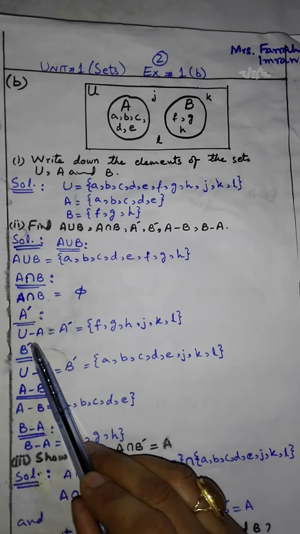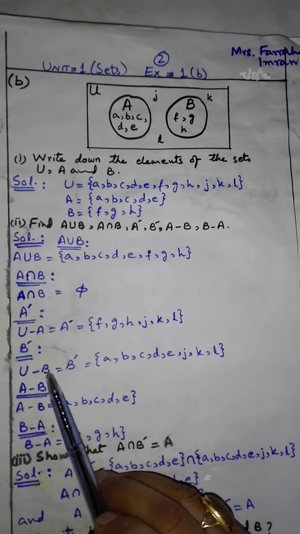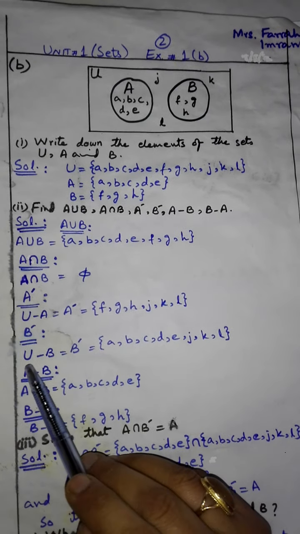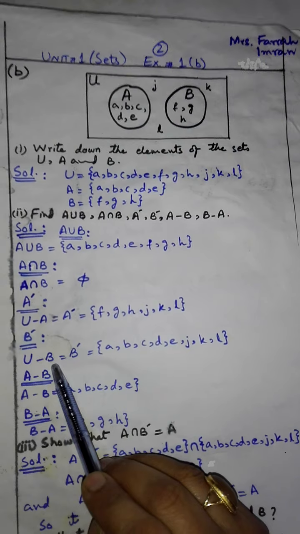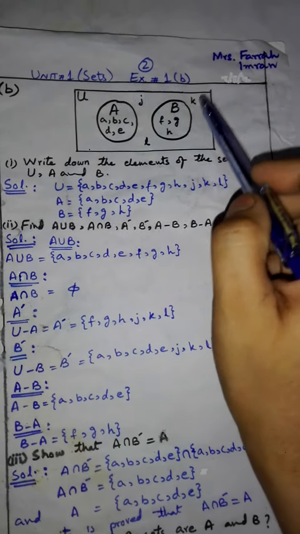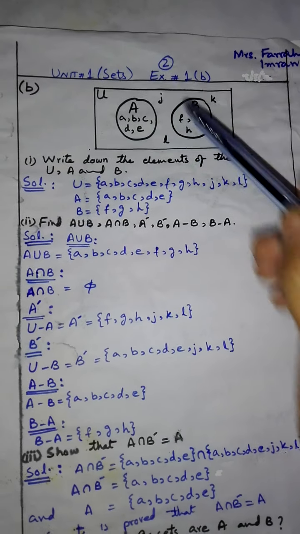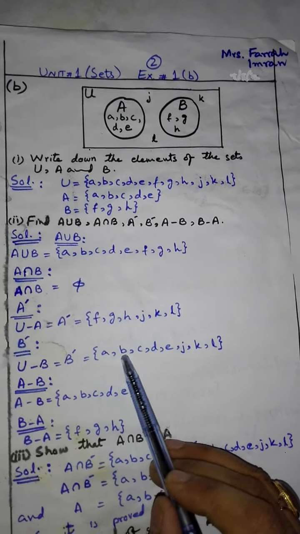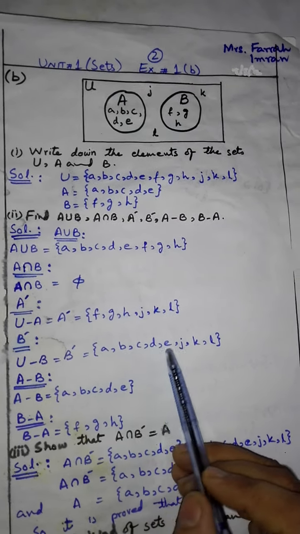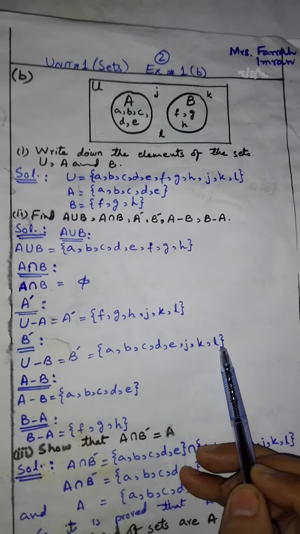Now we find B complement. It means U minus B. The elements of U but not the elements of B. So our answer is A, B, C, D, E, J, K, L.